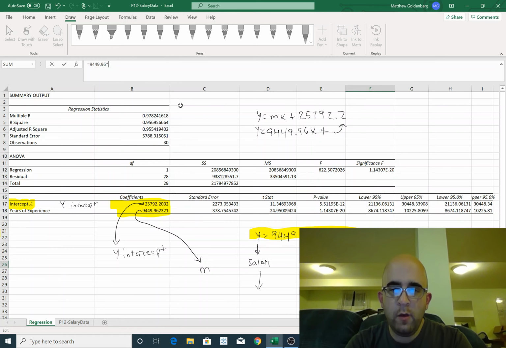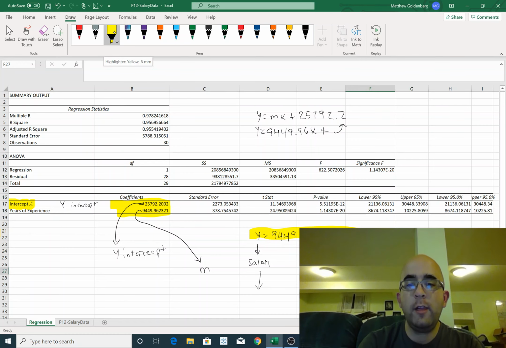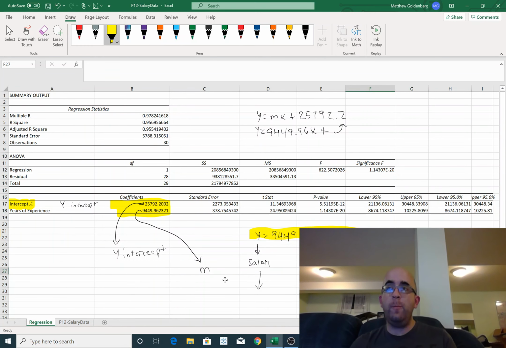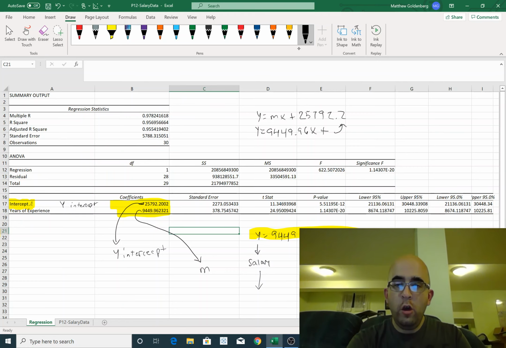times my years of experience, which is 4. And then all that plus my B, which is my intercept, which is 25792.2. Enter. And what we just found was that our historical data on our past years of experience and salary is indicating that if we wanted to continue paying people in the same pattern, someone with 4 years of experience, we would pay them that much.